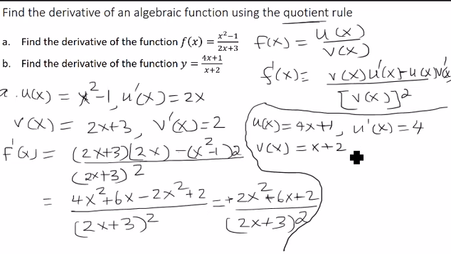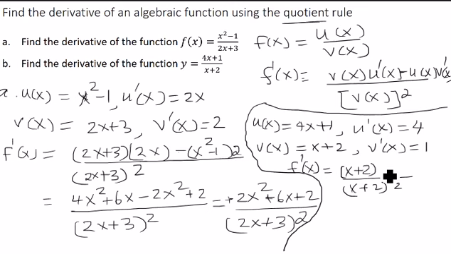Now putting them into this formula up here, so you've got f prime of x equals v squared in the denominator, which is (x + 2) squared, and the numerator we have v of x, which is x + 2, times u prime of x, which is 4, minus u of x, which is 4x + 1, times v prime of x, which is 1.